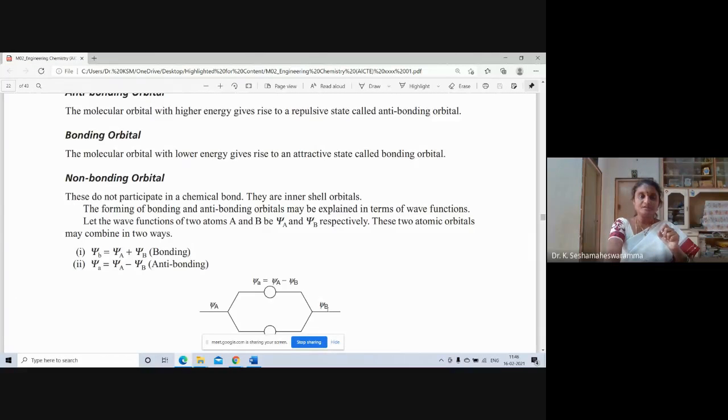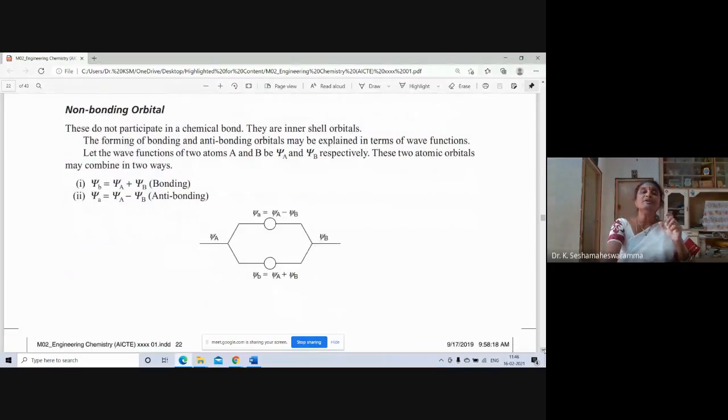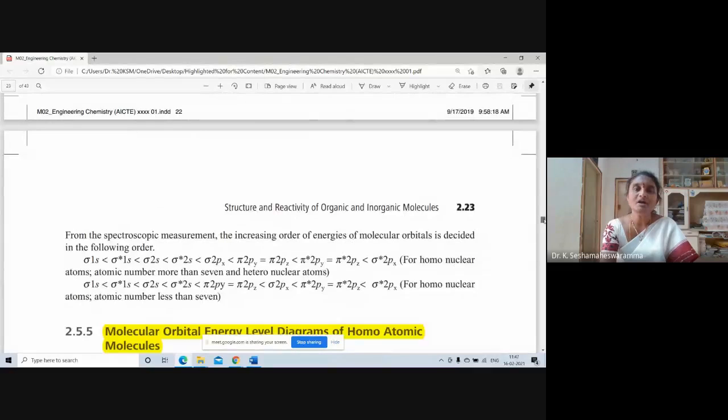So with this, one bonding and one anti-bonding molecular orbital is formed. You have to remember that however many atomic orbitals participate, exactly the same number of molecular orbitals are formed. This is the molecular orbital theory. We will take one example and then explain.